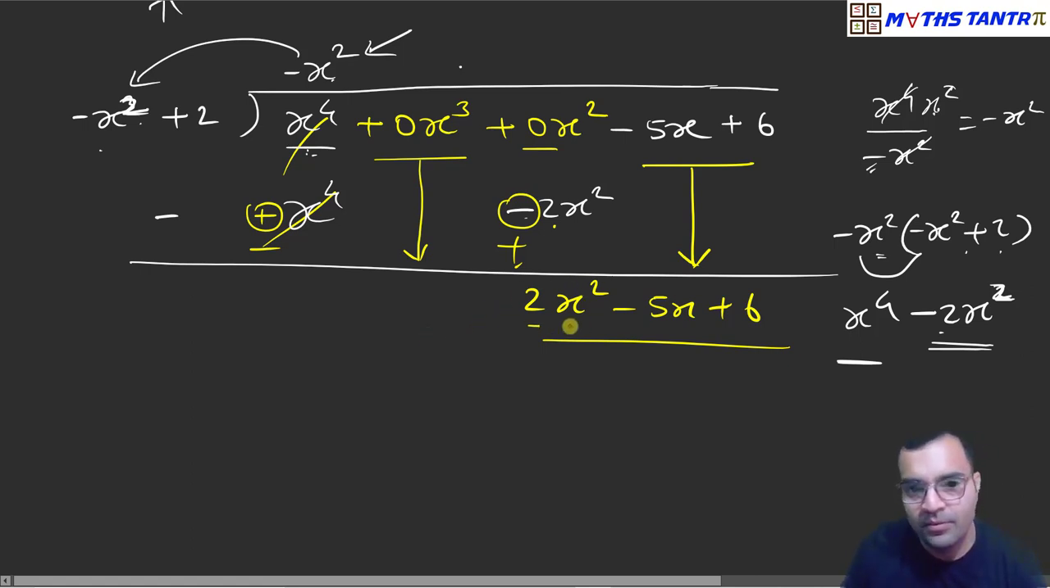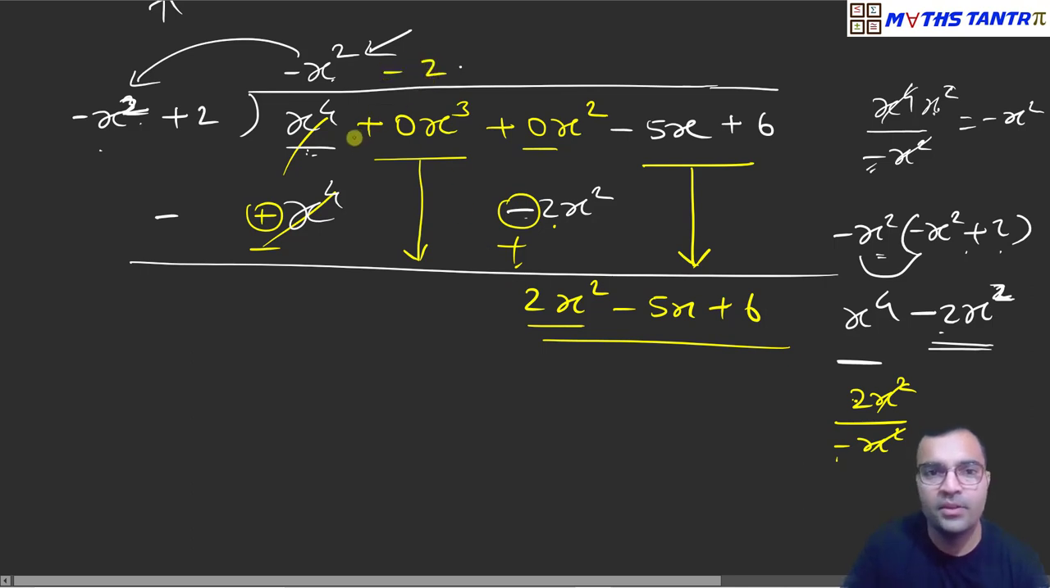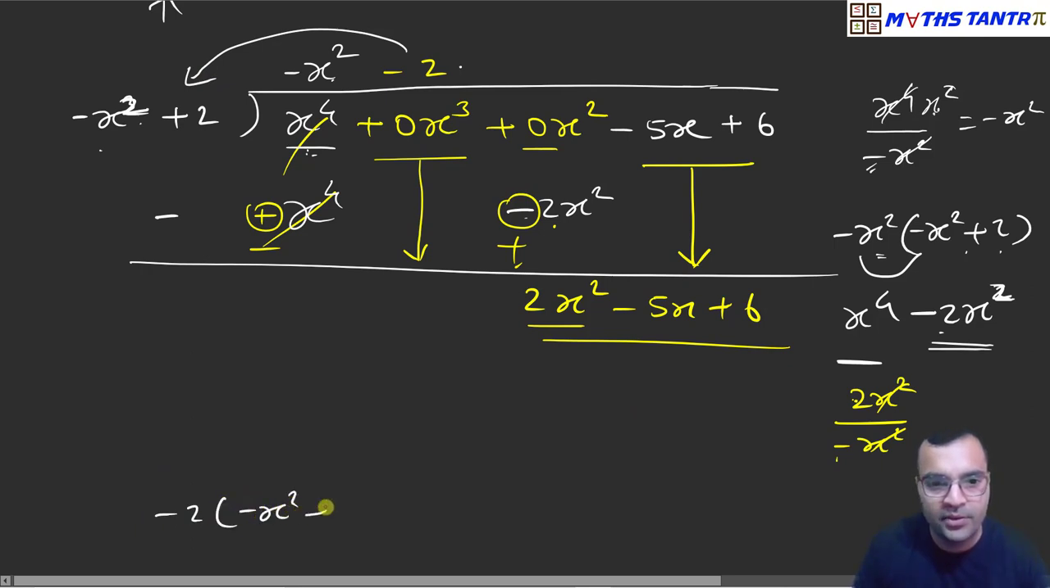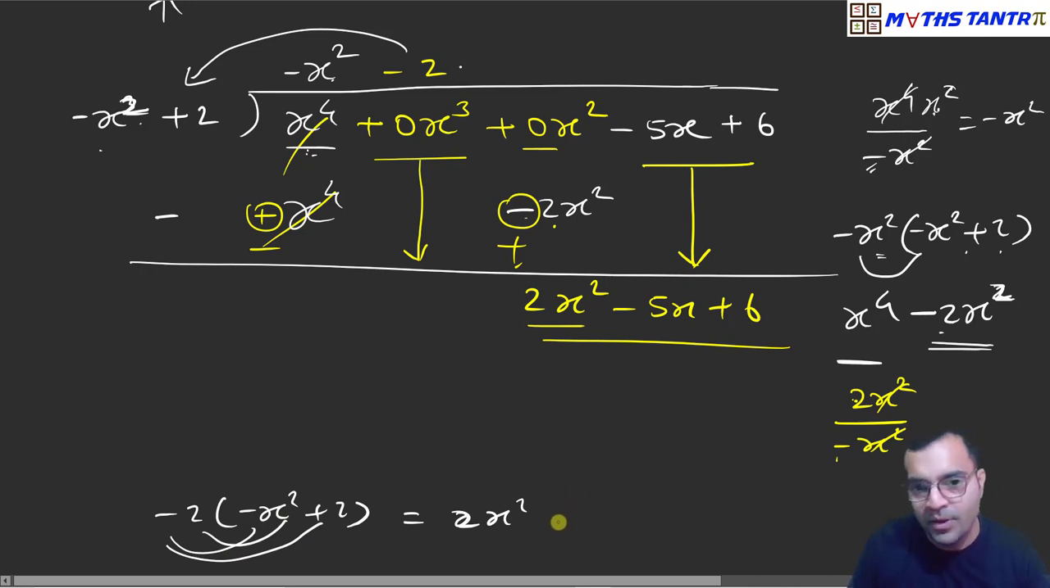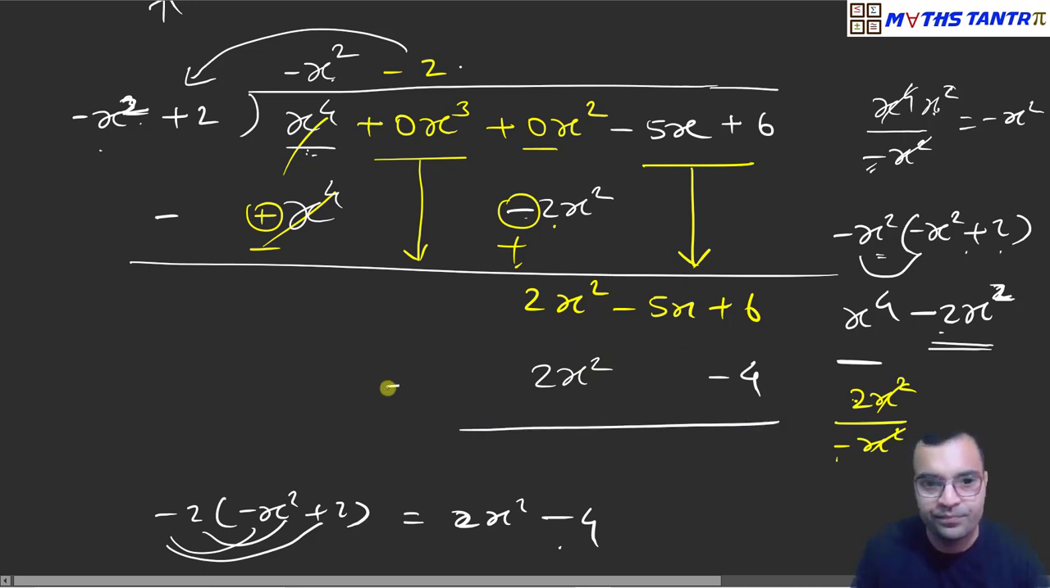Okay, now divide the first term again by the first term of your divisor. You will get minus 2, right? Write it down, the minus 2. Now multiply by minus 2. Minus 2 into, what you will get? Minus 2 into minus x square plus 2, 2x square. Minus into minus plus 2 into x square, 2x square. Minus into plus minus 2 into 2, 4. So what you are getting? 2x square. Constant should be written below constant, right?